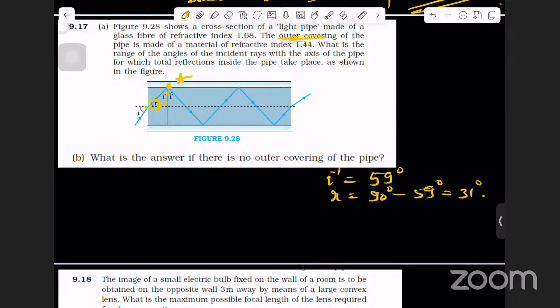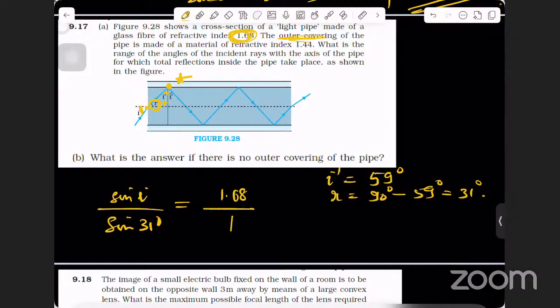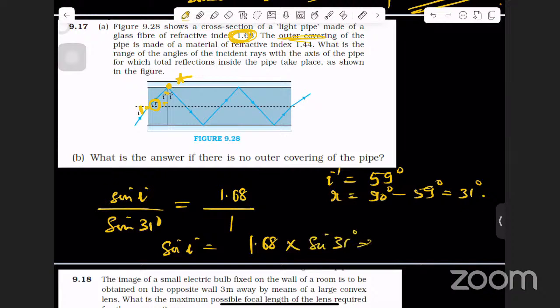Again, apply this here. Sine I upon sine 31 degrees will be equal to, I is for the air, so in the numerator it will be the glass, it is 1.68 by 1. So from here, sine I would be 1.68 into sine 31 degrees. From here, you get the angle of incidence as 60 degrees, right?